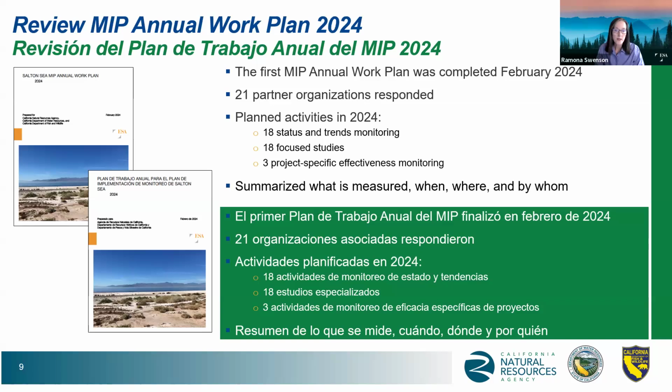18 of those were focus studies, and these are more in-depth studies, maybe of a shorter time frame or a more narrow question, to try to get at some unanswered questions. And then finally, we also compiled project-specific effectiveness monitoring. This is about measuring and looking at implemented projects to see, are they working as they were designed and intended? So the annual work plan summarized, provide a brief summary of what is being measured, when, where, and by whom. Next slide.